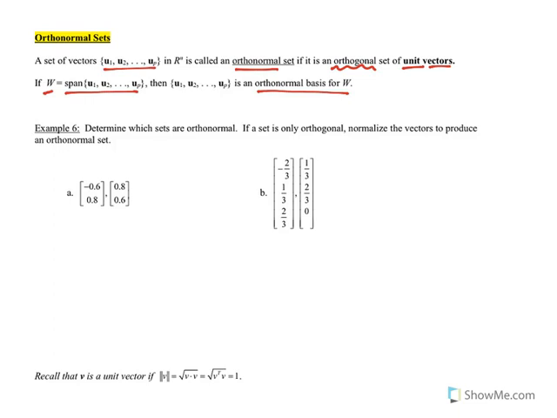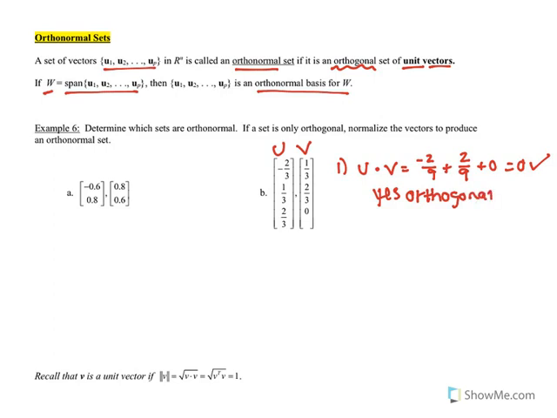So let's do B. Are they orthogonal? So is this an orthogonal set? If I call this U and V again, if I dot U and V, do I get 0? Well, I get negative 2/9 plus 2/9 plus 0. So yes, this is an orthogonal set.